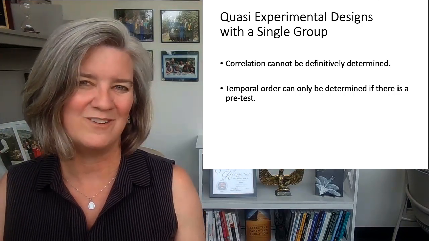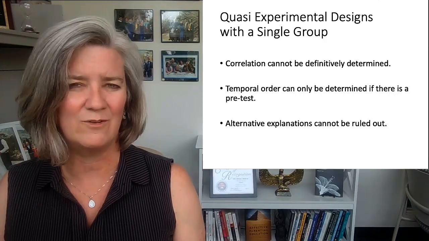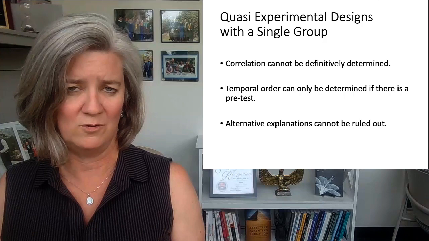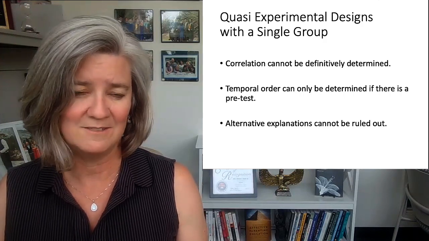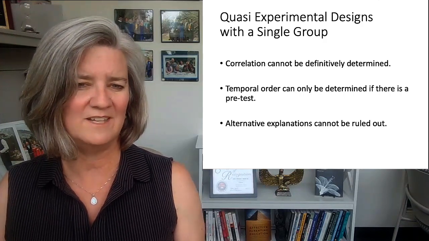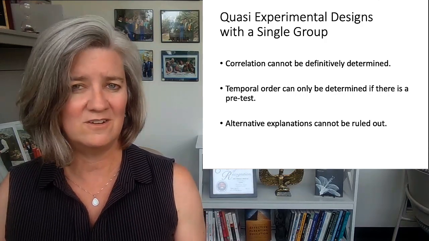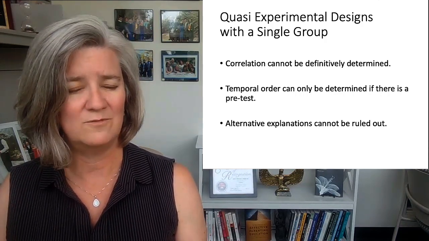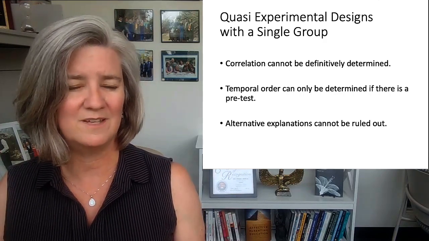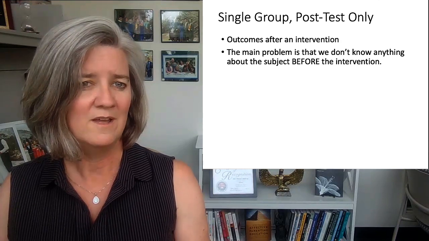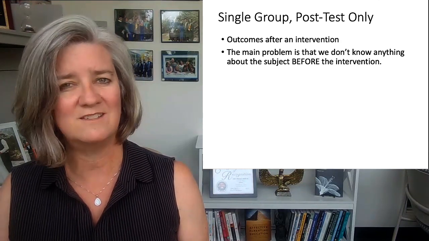And then the third one, which is the most difficult one, ruling out alternative explanations. Quasi-experimental designs with a single group have no chance of ever doing that. So they're significantly weaker in internal validity than the other experimental designs we've talked about so far. Let's look at two kinds of quasi-experimental designs that use a single group. One is a single group with post-test only.